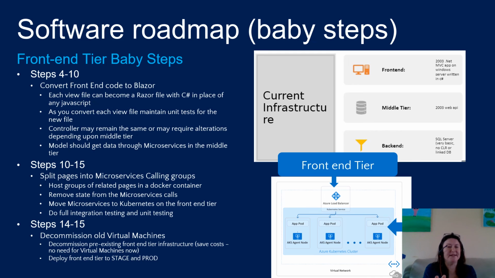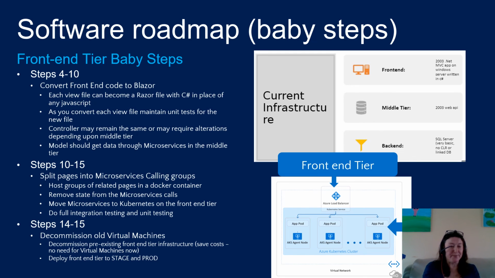Your microservices might be in Kubernetes, so you might want to move the front end tier into Kubernetes too. That's up to you, but that's a step that you might want to do at this point. And then you want to add integration testing and unit testing fully into that. And again, like in the middle tier, you want to decommission any of the old infrastructure that you no longer need now that you've got it all working with the new infrastructure that's kind of leaner and more scalable out and scalable back in again, and so on.